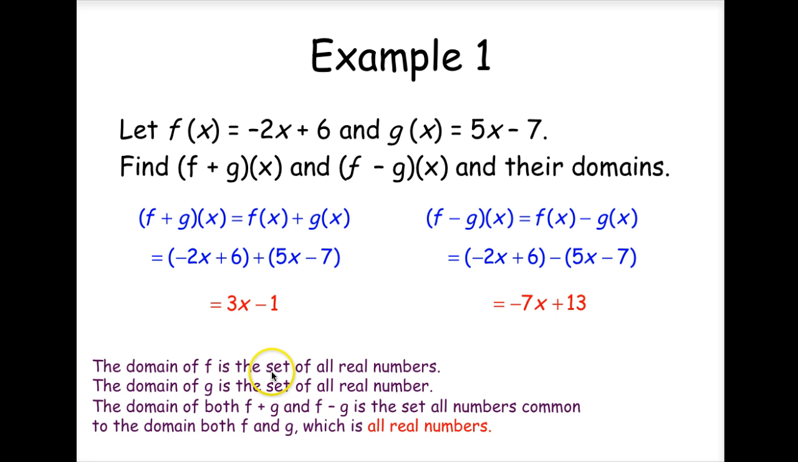The domain of f is the set of all real numbers. The domain of g is the set of all real numbers. The domain of f plus g and f minus g is the set of all numbers common to the domain of both f and g, which happens to be all real numbers.